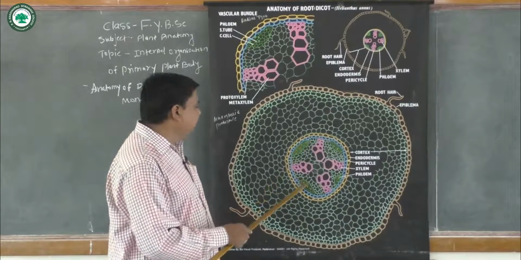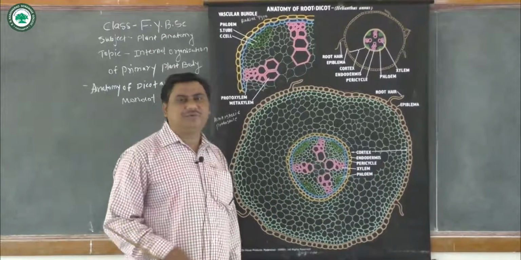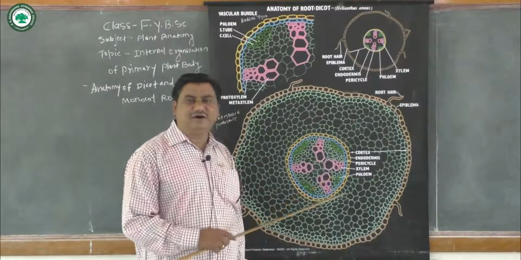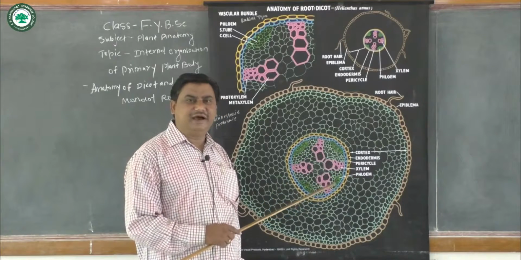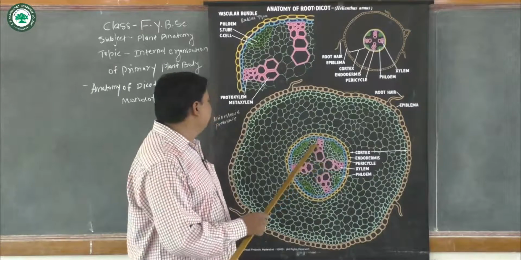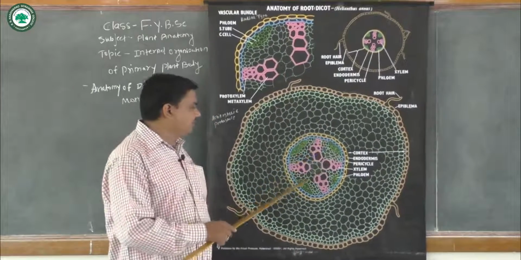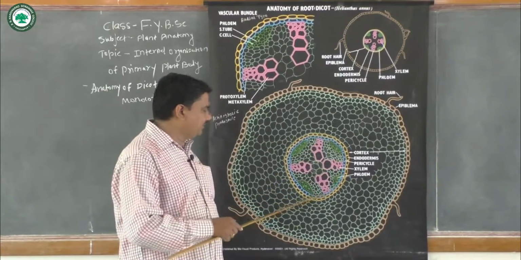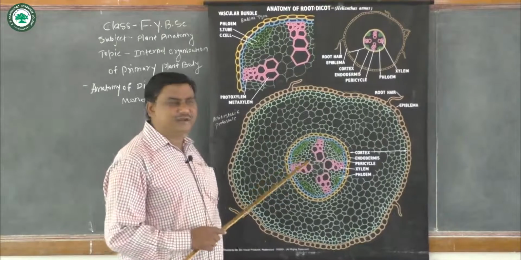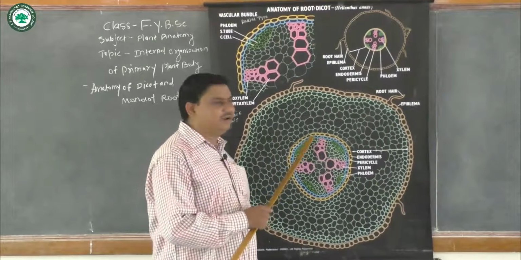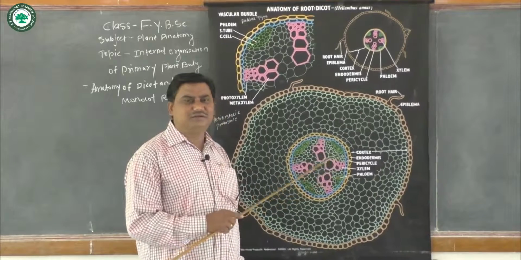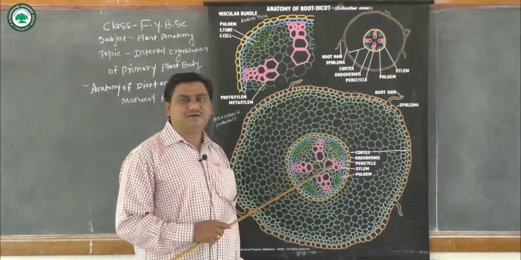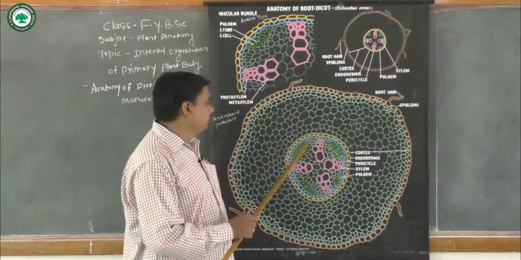Then the stele is called an actinostele, a protostele, because xylem and phloem are arranged on different radii, a radial type of vascular bundle. The endodermis is followed by a single layer pericycle. The function of the pericycle is that it forms the secondary root, or there is the formation of lateral roots.